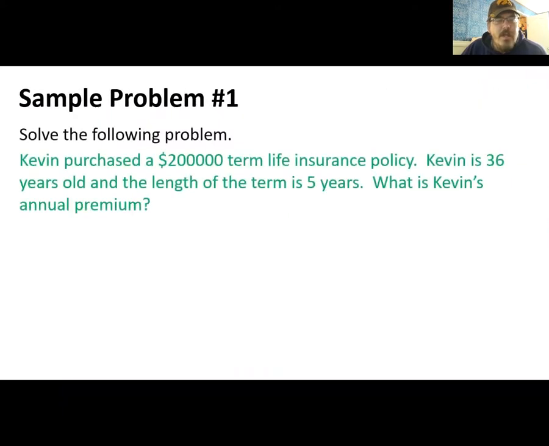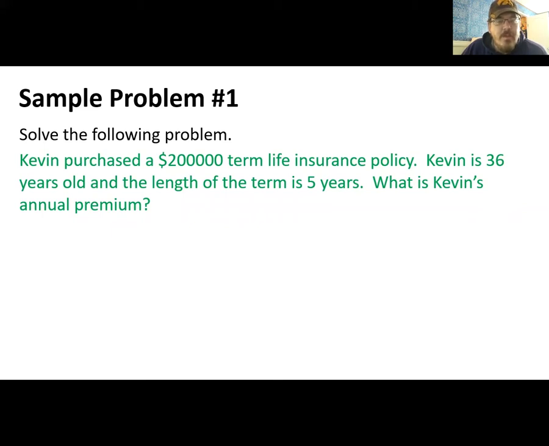So here we go. Kevin purchased $200,000 in term life insurance. He is 36 years old and the length of the term is 5 years. What is Kevin's annual premium? Well, basically we're going to use a table to help us solve this. What we need from the table is the table factor. That factor is based on, number one, the person's age, and it's also based on the type of insurance policy that's being purchased. So in this case, we're buying a 5-year term life policy, and Kevin is 36 years old.